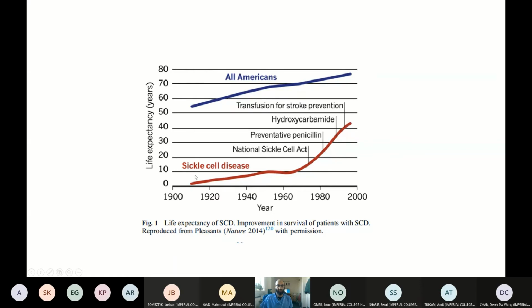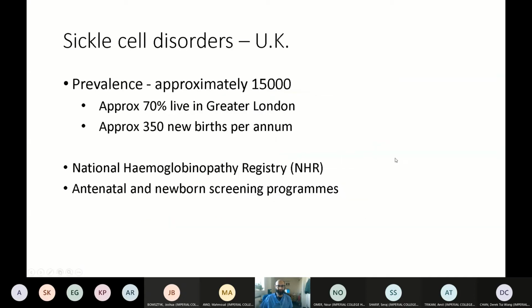Although we can see that there's been this considerable improvement, when we look at the overall population, and this is obviously looking at the US, we can see that there's still a large difference between the general population and sickle cell patients in terms of life expectancy.